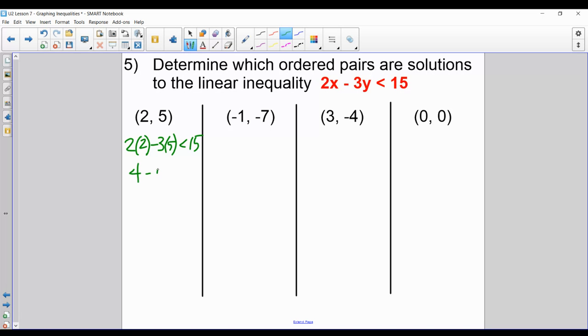So I'm going to have 4 minus 15 less than 15. So I get negative 11 less than 15. So here's the deal. That is true. So this point is part of the solution.